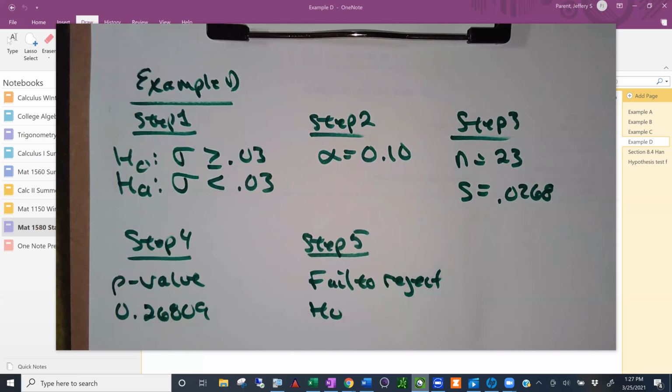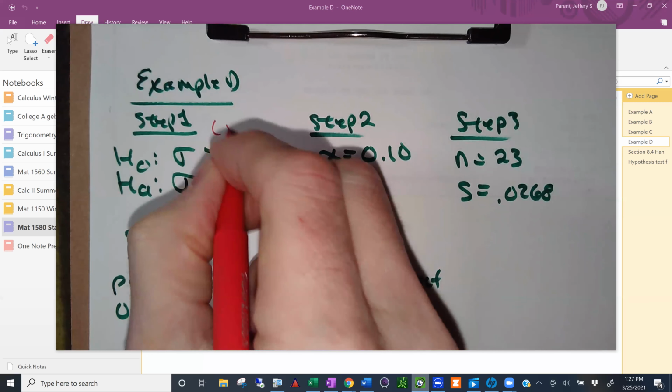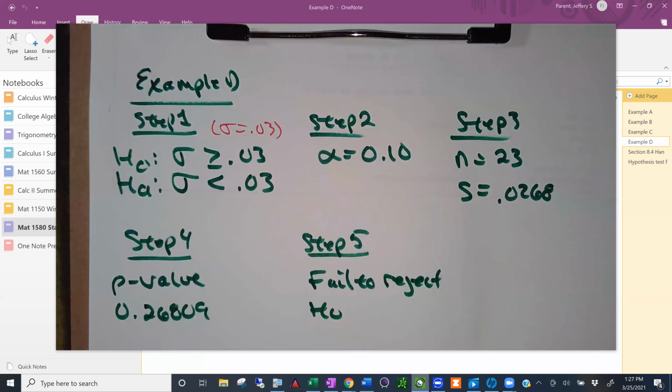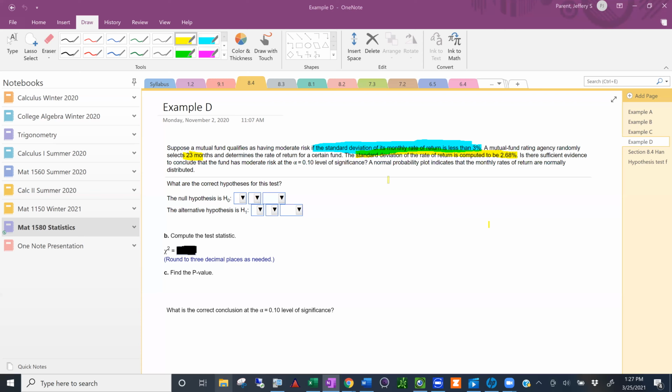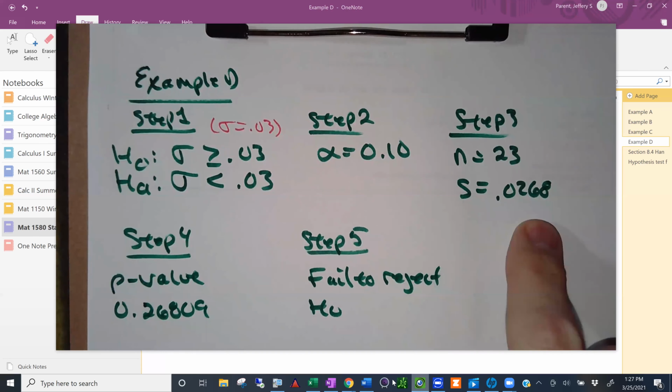Now keep in mind that when you enter this into StatDisk, or rather into MyStatLab, they're going to use sigma equals 0.03. It's okay, small difference. Step 2, they gave you that alpha was 0.10. For step 3, I just wrote down a couple summary statistics for myself that come from the problem itself. The standard deviation of the 23 months of data turned out to be 2.68%. And over here is your 23 months. So I just wrote down those two pieces of information, and we're going to put those into StatDisk.